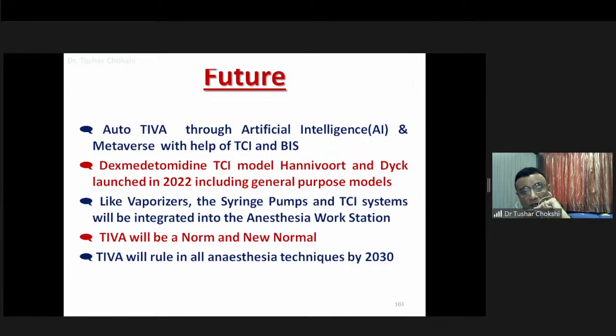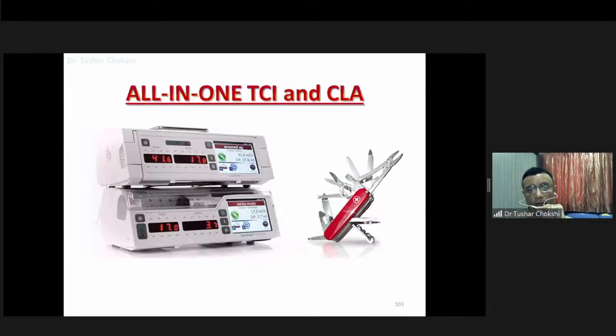I have seen with my friends from Israel how he has given TCI TIVA in space. Dexmedetomidine as a TCI model was launched in 2020. My dream is that, like vaporizers, syringe pumps and TCI systems should be integrated in the anesthesia workstation. TIVA will be the norm in the new normal, and TIVA will rule all anesthesia practice techniques by 2030.